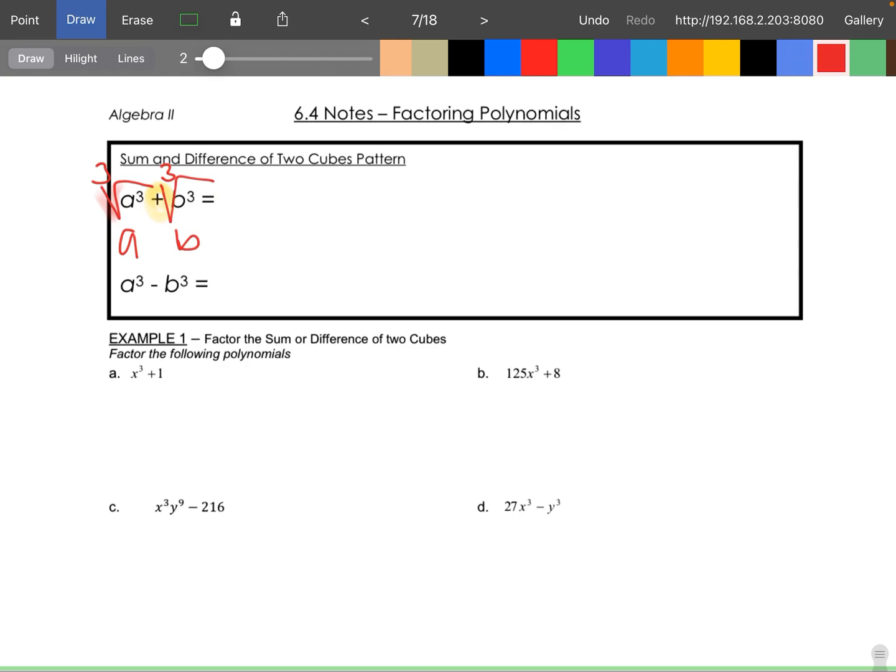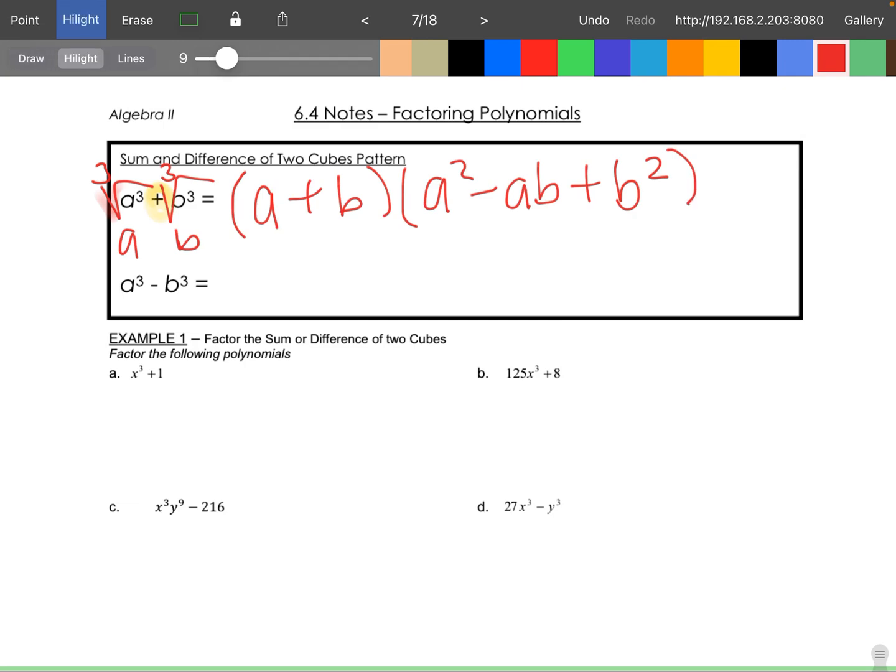So here is my first formula. A cubed plus b cubed is going to factor to a plus b, so the cube root of both, times a squared minus ab plus b squared. Notice, and this is very important, we started with a plus. This was the sum. So you're going to see a plus in the first set of parentheses, a plus b. But then the next time we need a symbol, it's going to be a squared minus ab. And then it is going to end with a plus, as it always does. So that is for the sum.